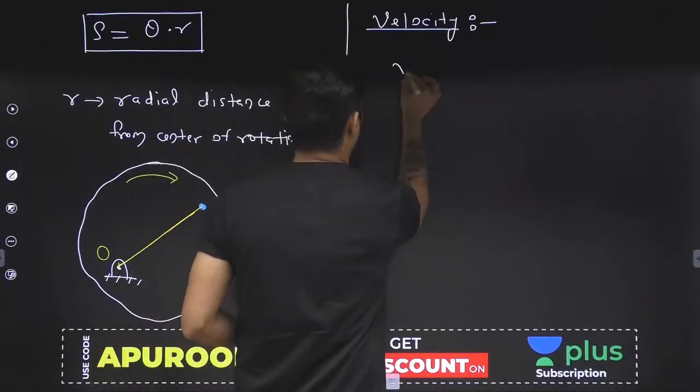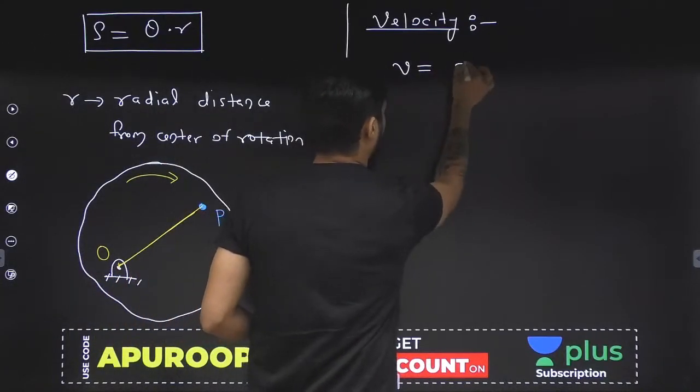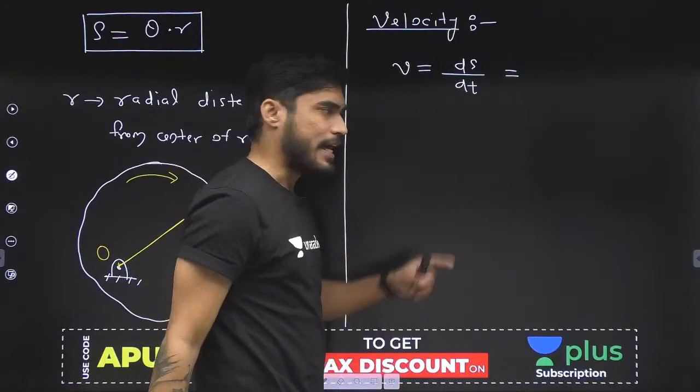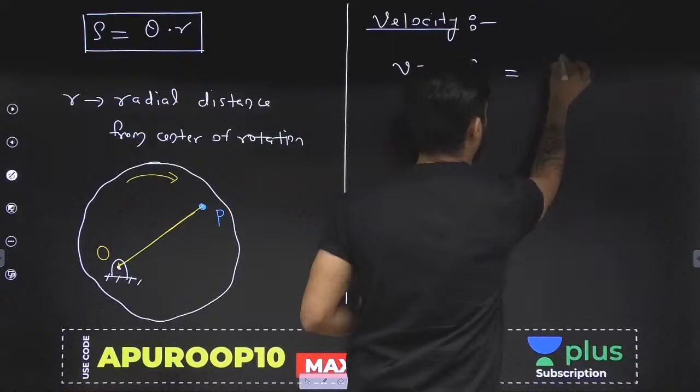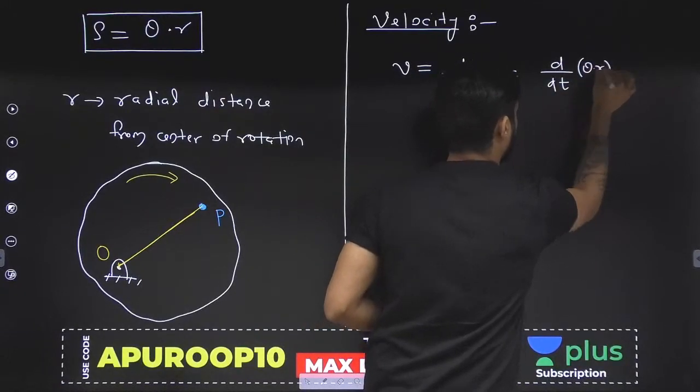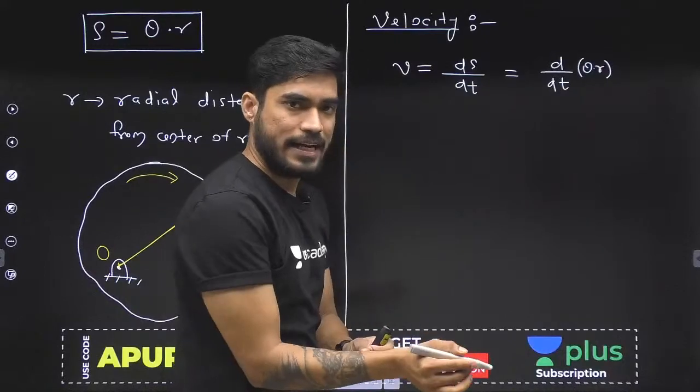What is the relation between V and S? V is equal to ds by dt, and S is what? Theta into r. So can I write d by dt of theta into r? Yes, I can write it.